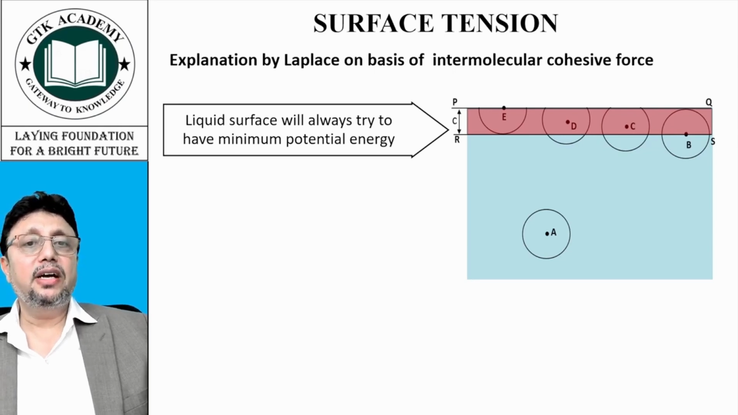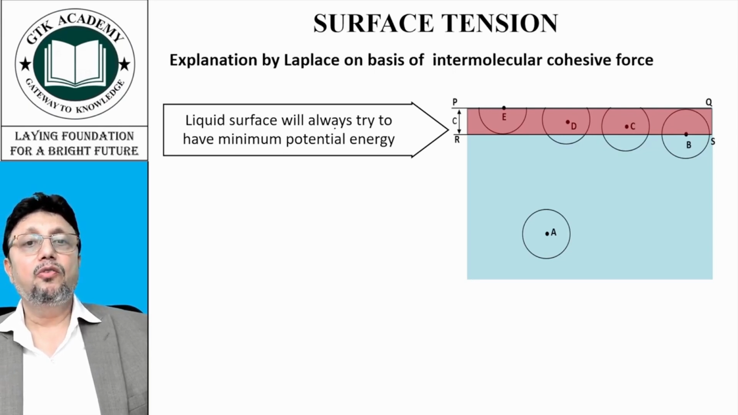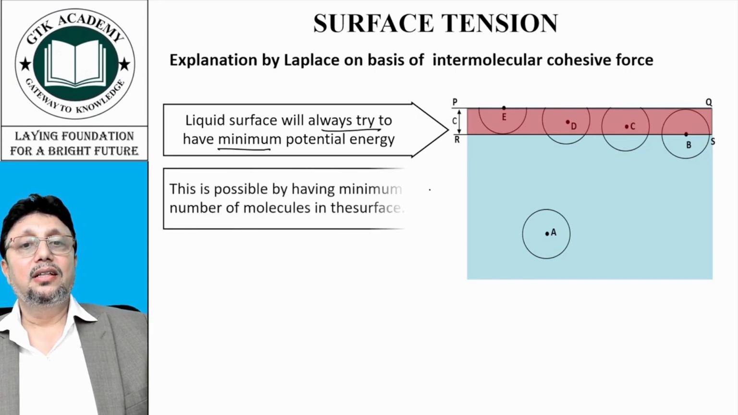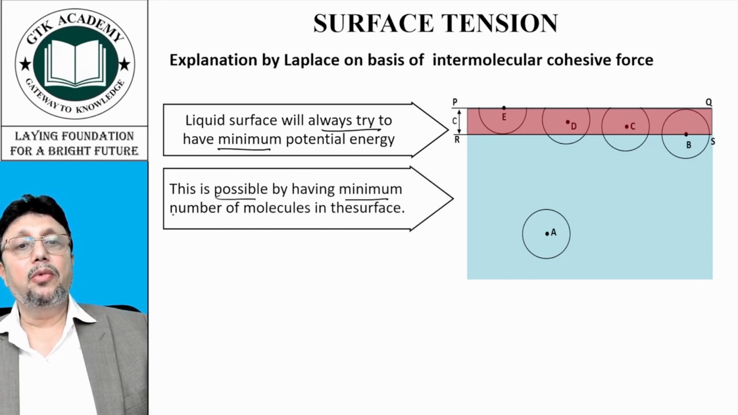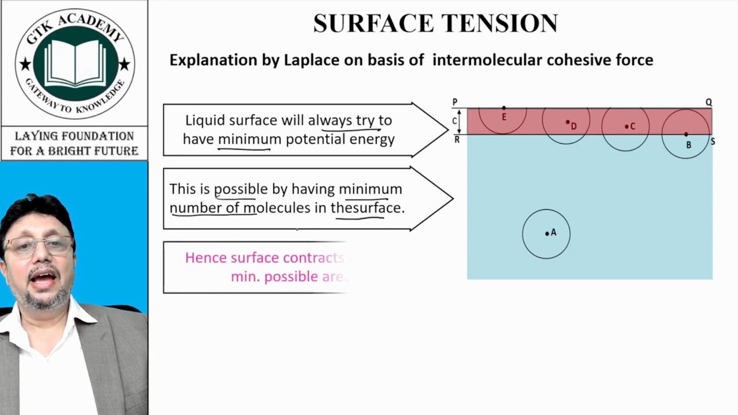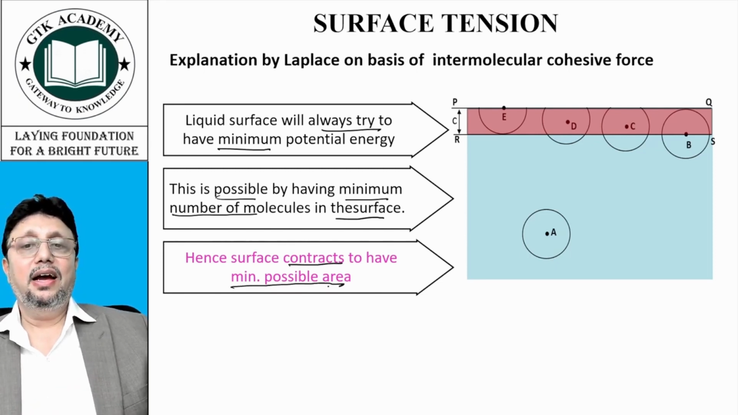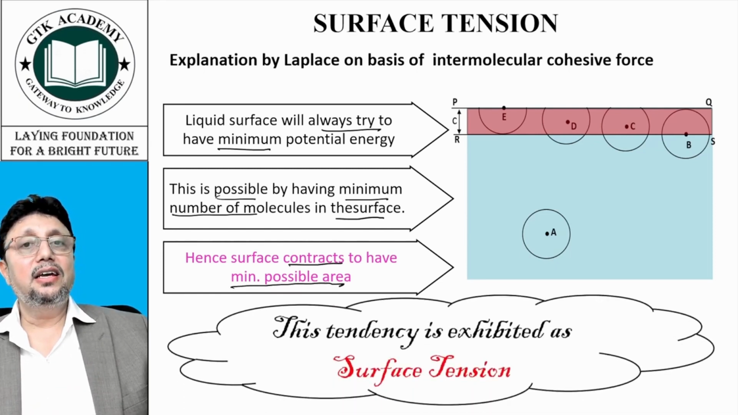Anyway, so what we have said, the liquid surface will always try to have minimum potential energy. This is possible by having a minimum number of molecules on the surface. Hence, the surface contracts to have the minimum possible area. And that tendency is exhibited as surface tension.